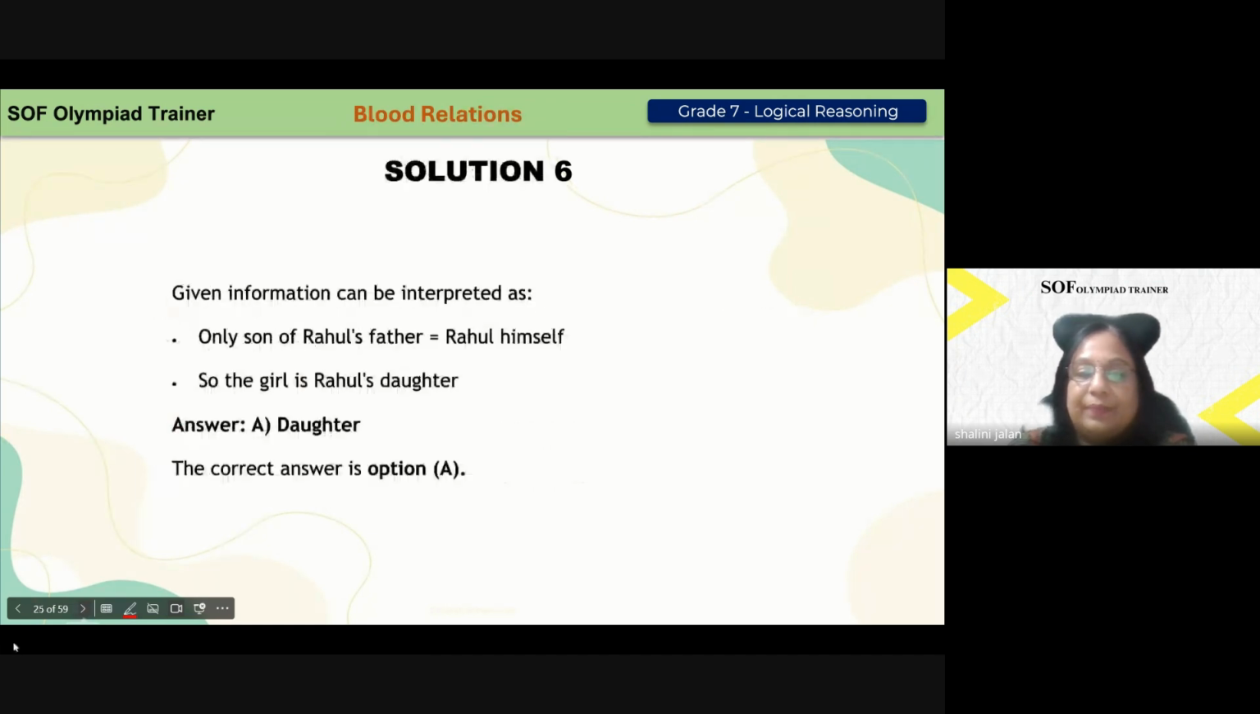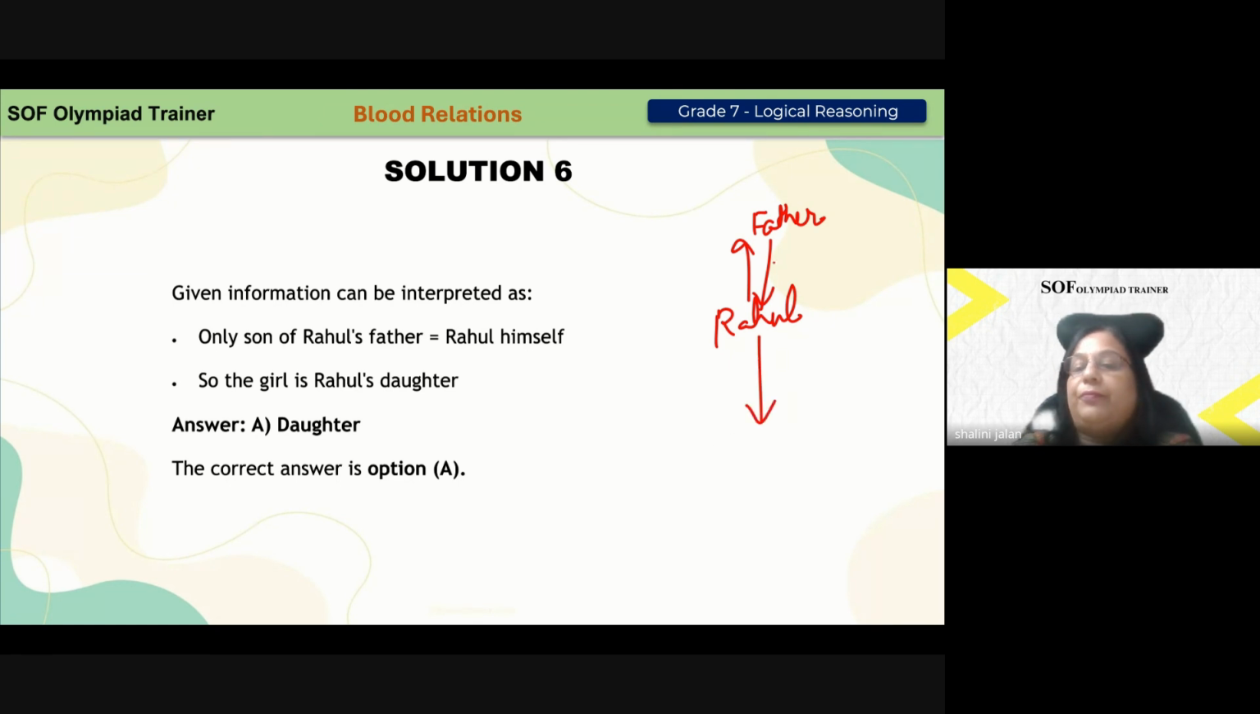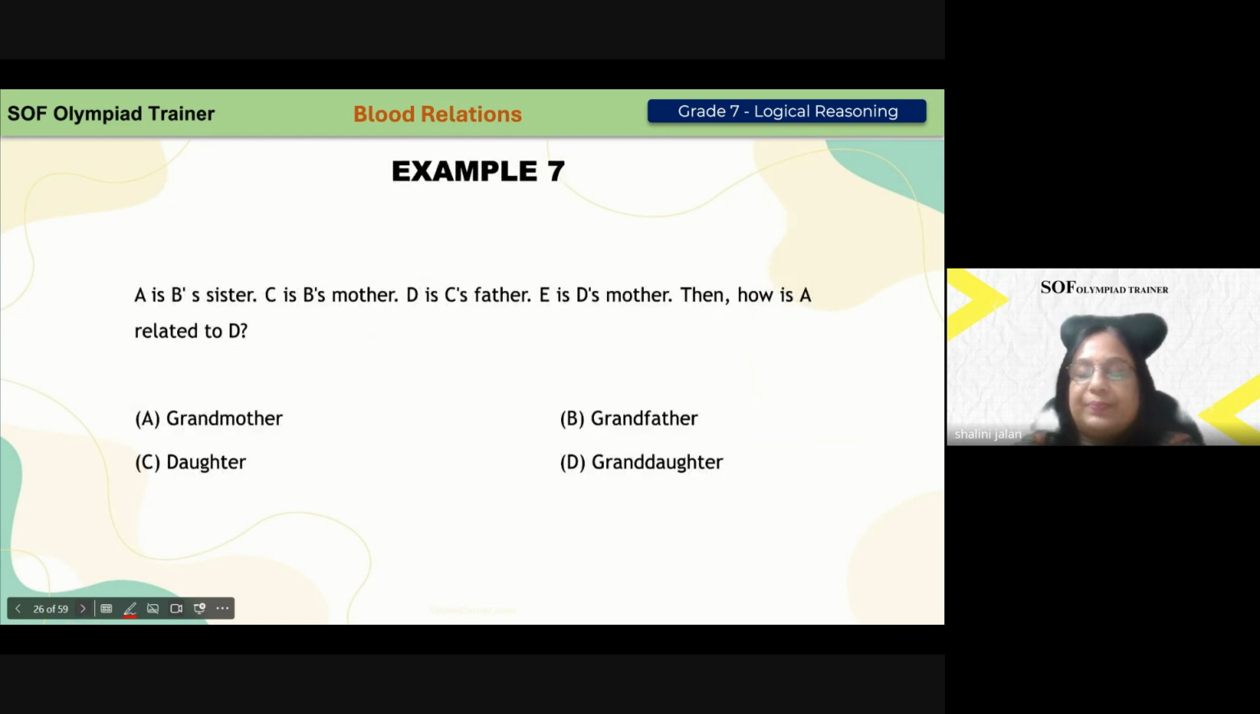Correct? See, we can draw the family chart here, right? So this is Rahul here. So Rahul is the only son of Rahul's father. So here we have Rahul's father, right? Rahul's father's only son is Rahul only. And the daughter of the only son of Rahul's father will be Rahul's daughter only. Because it is specified that it is a daughter, its gender will be female. And that is why we can say it is the daughter.